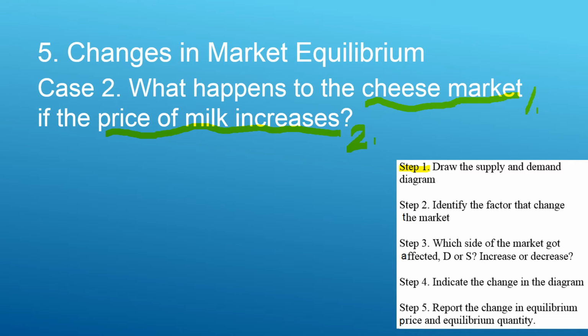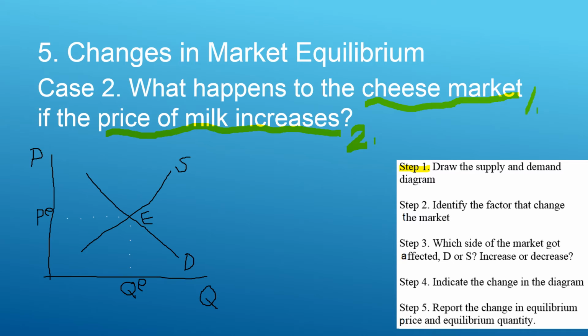Step number 1, draw the supply and demand diagram. Do you remember how to do that? Capital letter L and capital letter X. After that, label them, right? Let's do it. So this is what it looks like. After you draw the capital letter L and X, you just label all of the curves and indicate where the original equilibrium price and equilibrium quantity are.